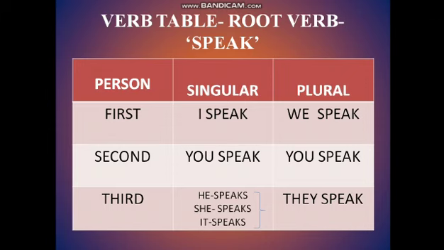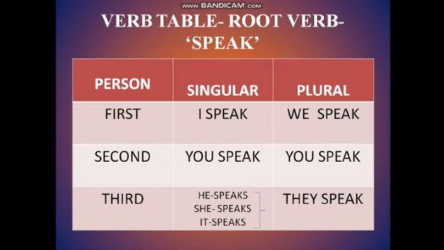Now first person is I. It is singular, but we always consider it as plural, so we will not add s to the verb. That's why we have written I speak, we speak. In second person, you is also singular, but we will not add s to the verb when we are using you as a subject. You speak, you speak. Third person, he is a singular subject, so we have added s to the verb. He speaks, she speaks and it speaks.